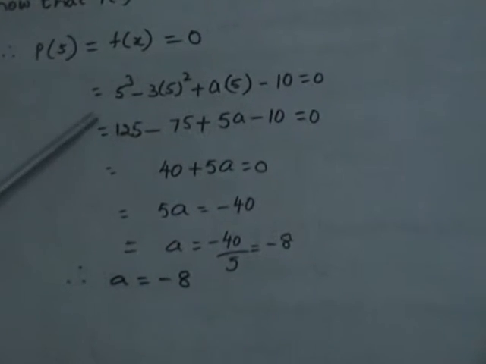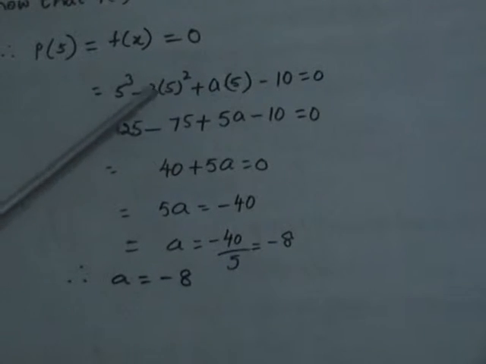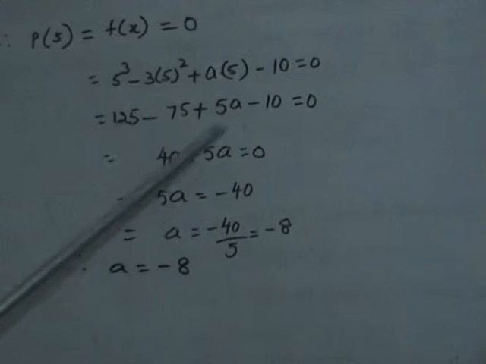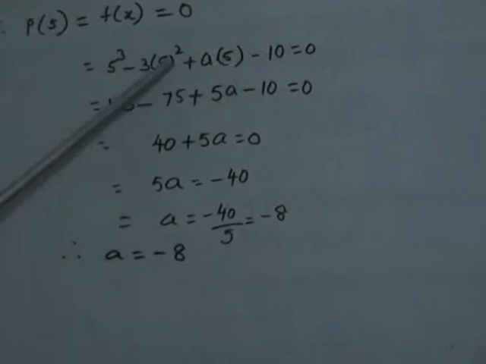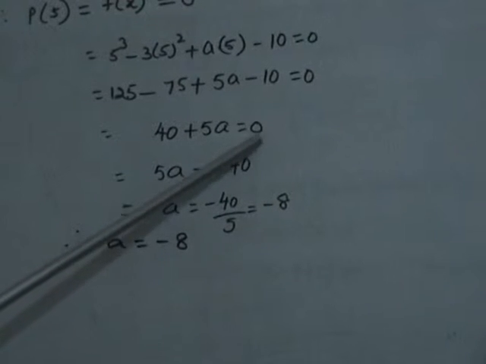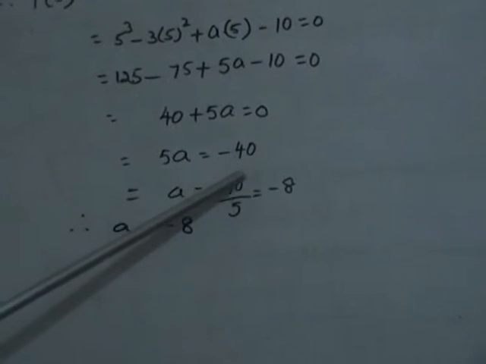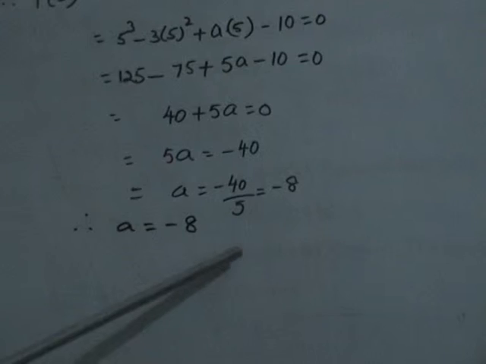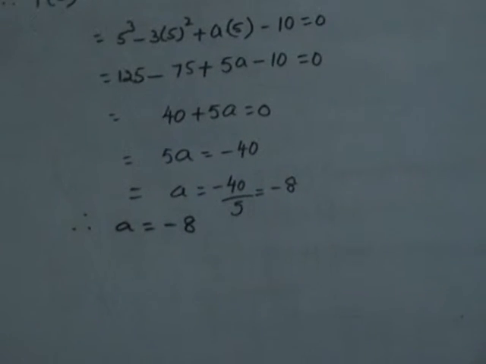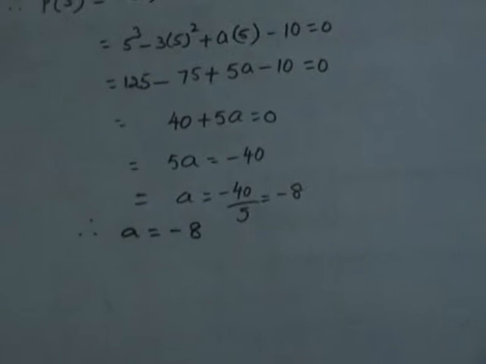Therefore, substituting the value 5, you get 5 cube minus 3 into 5 whole square plus a into 5 minus 10 is equal to 0. That is 125 minus 75 plus 5a minus 10 is equal to 0. 40 plus 5a is equal to 0. 5a is equal to minus 40, or a is equal to minus 40 by 5, which is equal to minus 8. Hence, the value of a is minus 8.